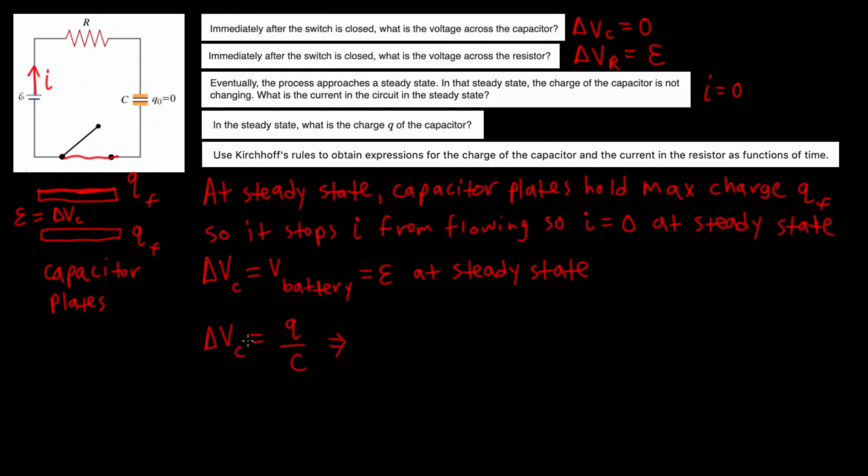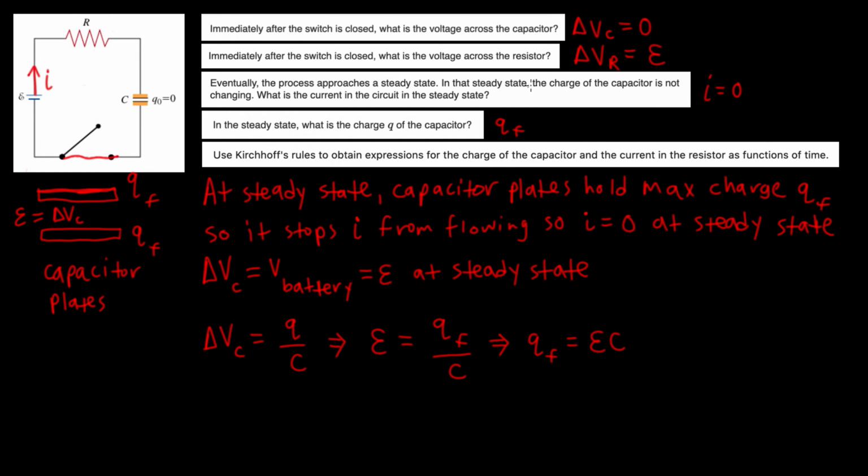And remember that I said that at steady state, the voltage across the capacitor is equal to the voltage across the battery. So this voltage of the capacitor is just equal to the voltage across the battery, which is given by the EMF of the battery. So the left-hand side of the equation is equal to the voltage of the battery, and we're trying to find Q final, which is the final charge, and that's divided by the capacitance. Now let's just solve for the final charge, and we get the voltage of the battery times the capacitance of the capacitor. And that's the final charge on the capacitor plates.